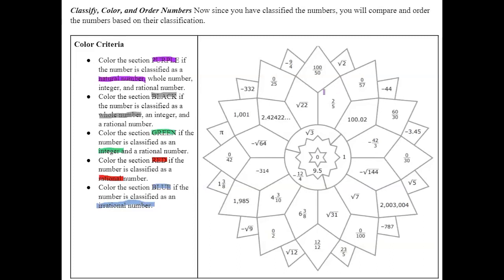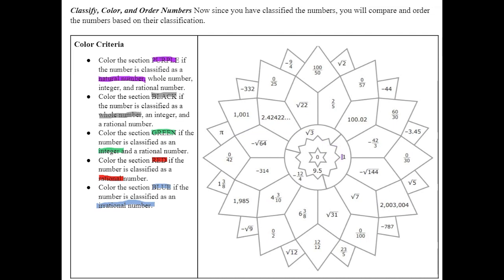In this video, we're going to classify, color, and order numbers based on the number sets: the natural numbers, whole numbers, integers, rationals, and irrationals. Starting out, purple is the color we're going to use for the natural numbers, which means the ones that can be most accurately described as natural numbers.